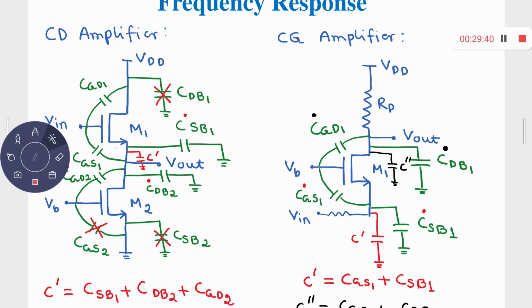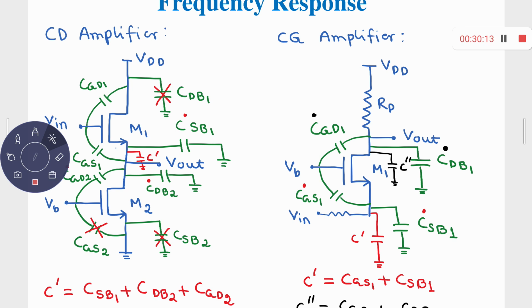So therefore, for CGS1, this is your one signal node, this is the ground terminal. For CGD1, this is another signal node, that is the output signal, and this is the ground. For CDB1, this is the output signal node, and this one is the ground, and for CSB1, this is the input signal node, and this is the ground. So therefore, if you consider any of these capacitors, you find that either of the two terminals is connected to the signal node and the other one is connected to the ground. So you cannot neglect any one of them.